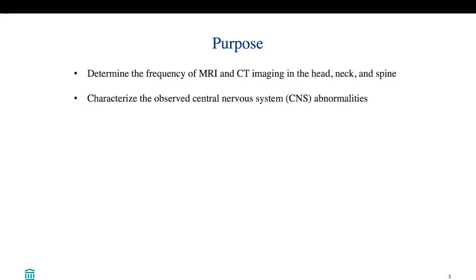We also want to characterize the abnormalities seen within the central nervous system with Myhre syndrome, and more specifically, we want to learn if these abnormalities are progressive, remain the same over time, congenital, which means that they are present at birth, or acquired, meaning that they develop after birth.